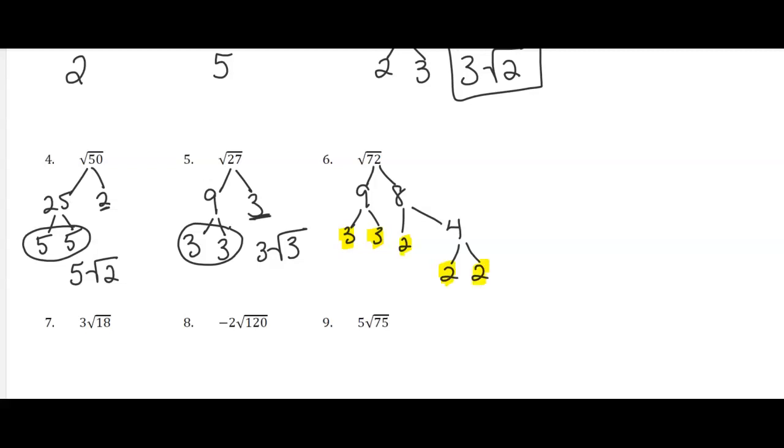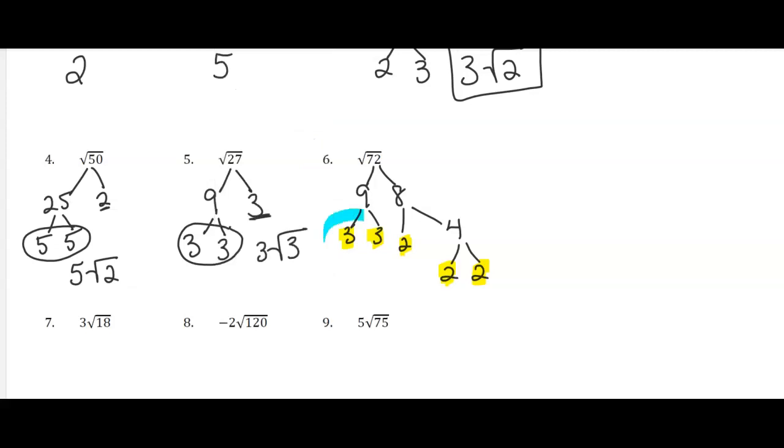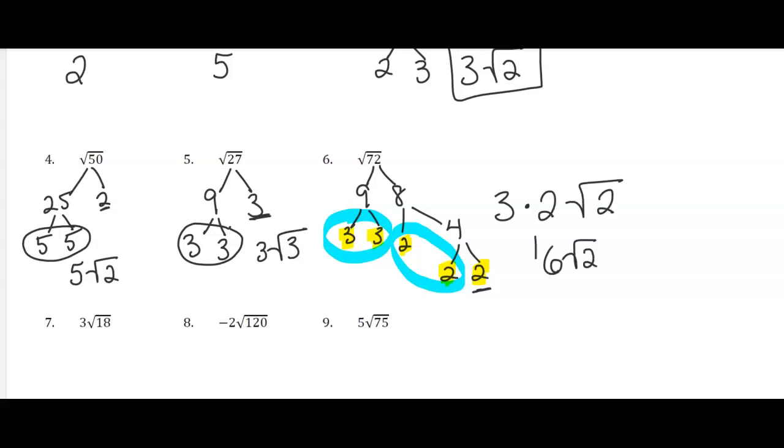So we need to figure out what can go together. And again, you have to have groups of 2 to go together. So I have one group of 2 3's and a group of 2's. And so I can take a 3 outside. I could take a 2 outside. But inside is what's left over that doesn't have a partner, and that's 2. Now, when you have this, you have to look and see what the product is on the outside. And 3 times 2 is 6. So the answer is 6 square root 2.